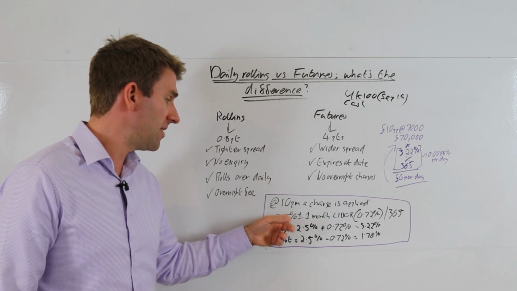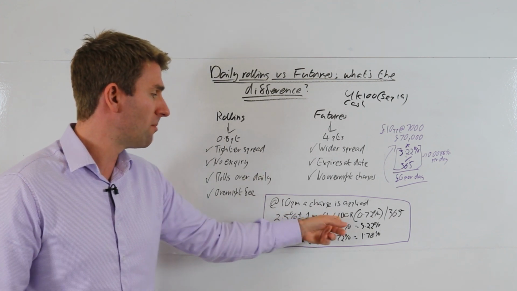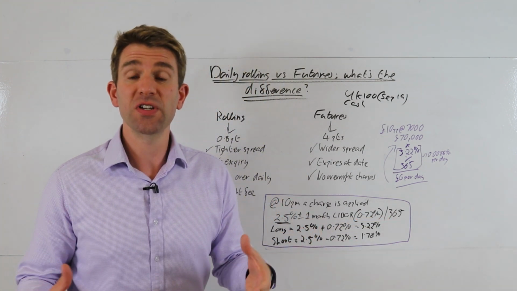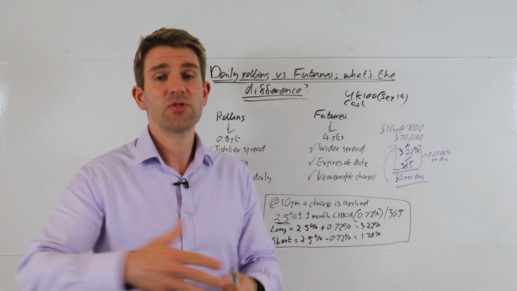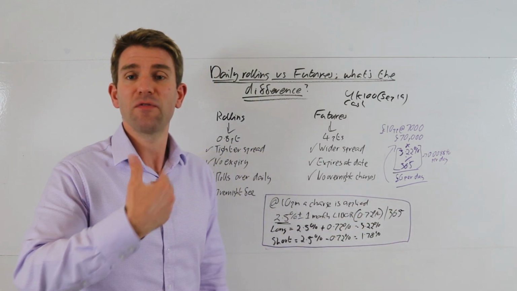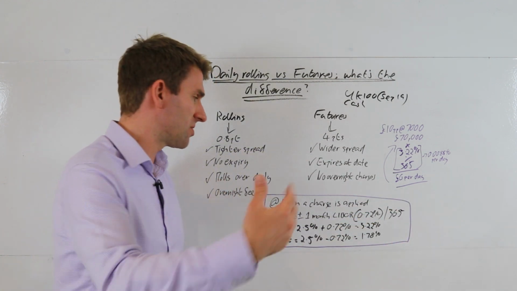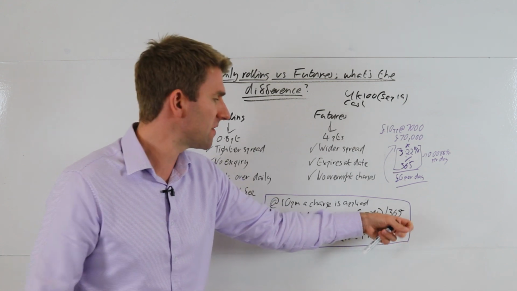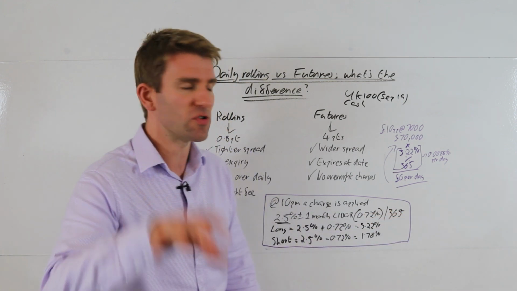So the admin fee, 2.5% plus or minus 1 month LIBOR, which is 0.72%, divided by 365, because it's a daily charge. Not going to be a whole lot, obviously. So every day you get a daily charge. To get that, they just divide it by 365. That's UK specific. Some slight differences in other countries, so check that out.